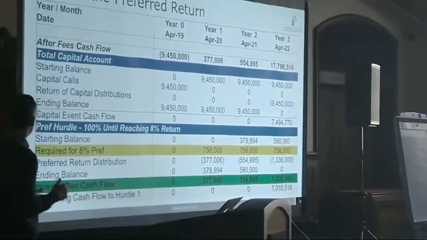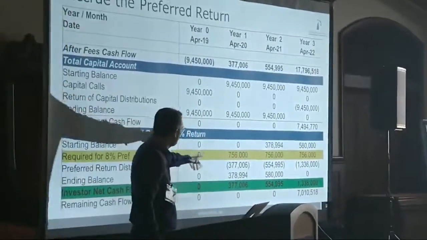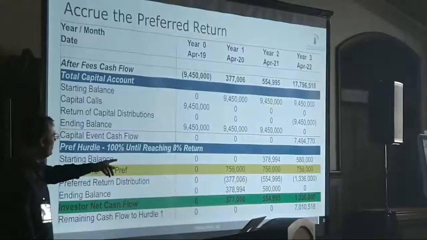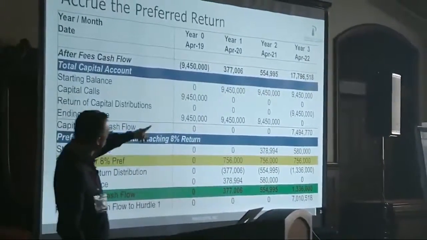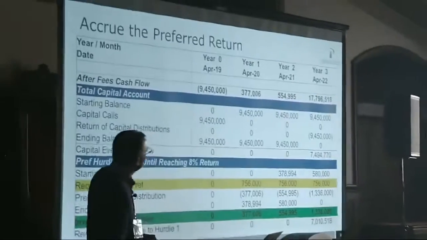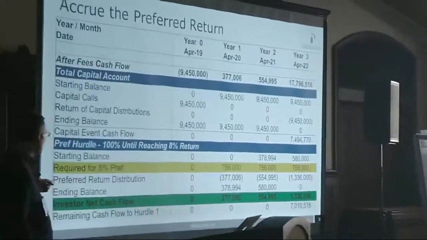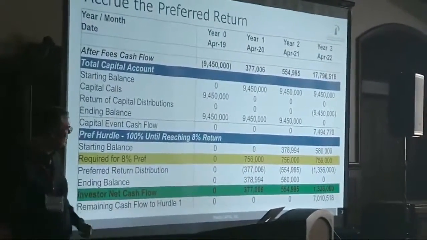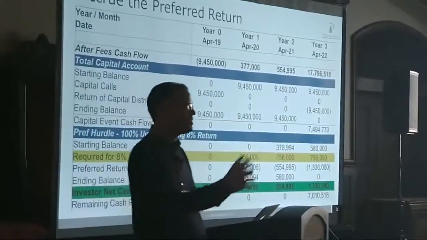It's anything but simple, but you have a starting balance where they started out with no accrued preferred return. You see that right here. The next thing that happens, $756,000 goes in that year. The next thing that happens, there was $377,006 for distribution in year one. The investor got all of it. So what's left is $378,994 of remaining accrued preferred return that was not paid.